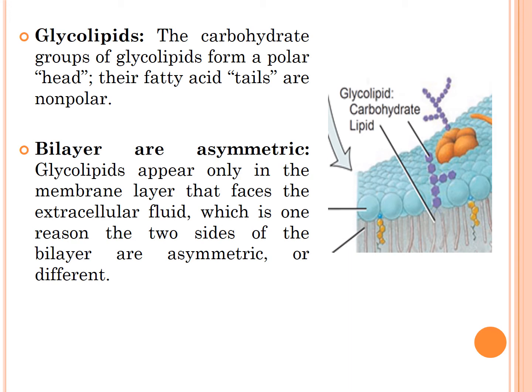Now the bilayer is asymmetric. The bilayer of the plasma membrane is asymmetric. Why is it known as asymmetric? Because glycolipids appear only in the membrane layer that faces the extracellular fluid. Glycolipid is not present on both layers, but only on the layer that faces the extracellular fluid. So the two sides of the bilayer are asymmetric, or different. From these points we can say that the bilayer of phospholipids is asymmetric, meaning both sides are not similar.